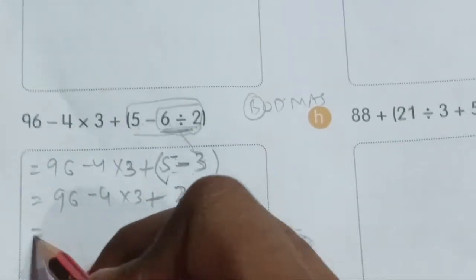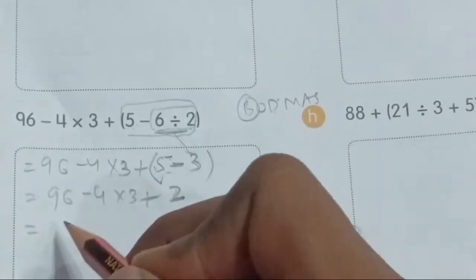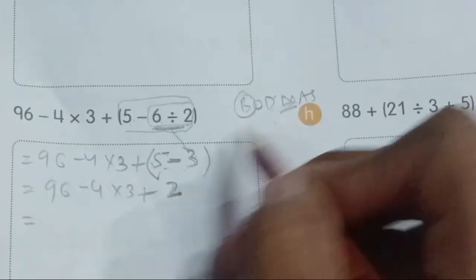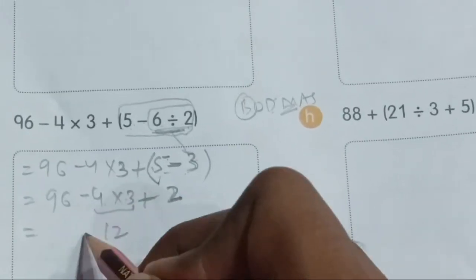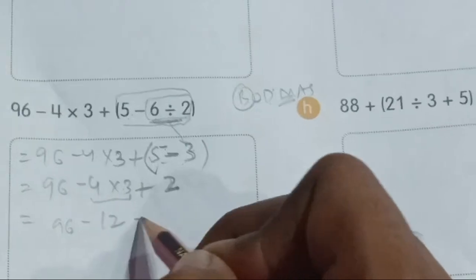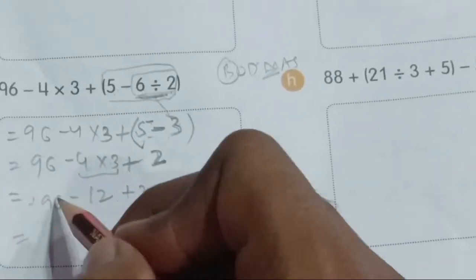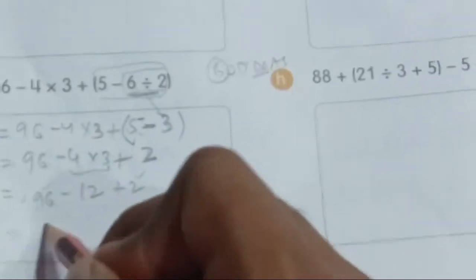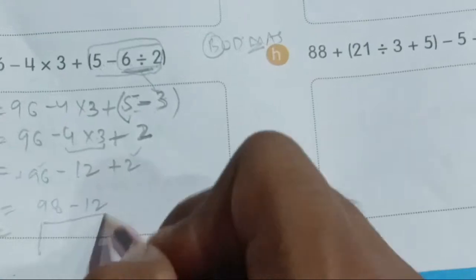Now we move on with BODMAS. Bracket is done, and the division symbol is not remaining here. Now multiplication. Multiplication is between 4 and 3. 4 3s are 12. Remaining things will be written as it is. 96 plus 2, 98, minus 12. So 98 minus 12, comment the right answer here.